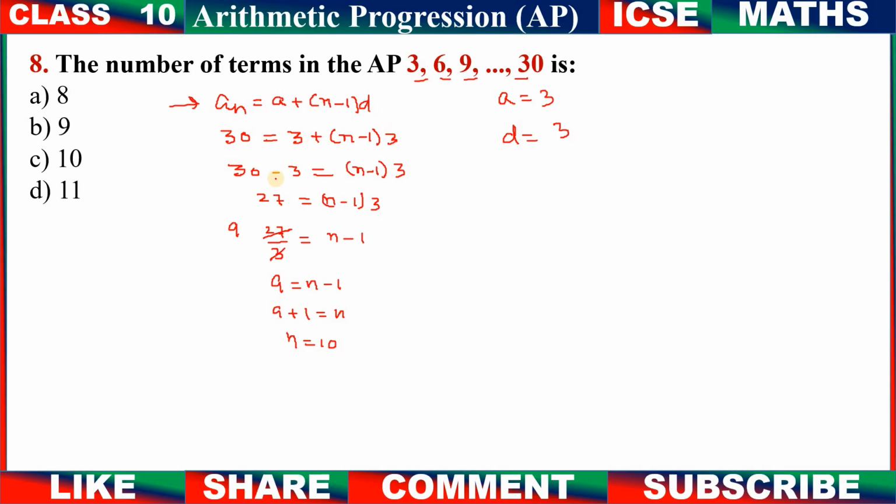Bring this 3 to the left hand side. So 30 minus 3 is equal to 27, equal to n minus 1 into 3. So divide 27 by 3, which is equal to n minus 1. 3 9s are 27, so 9 is equal to n minus 1. Again 9 plus 1 is equal to n. So n is equal to 10.